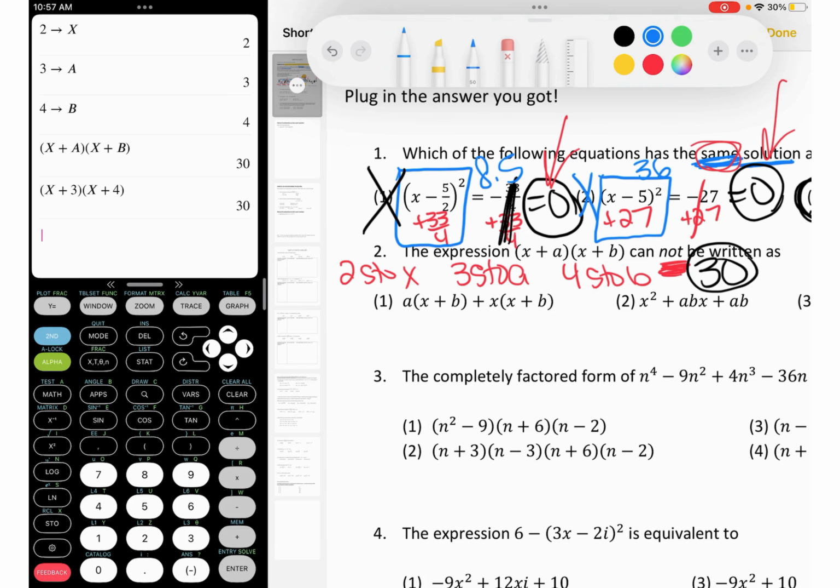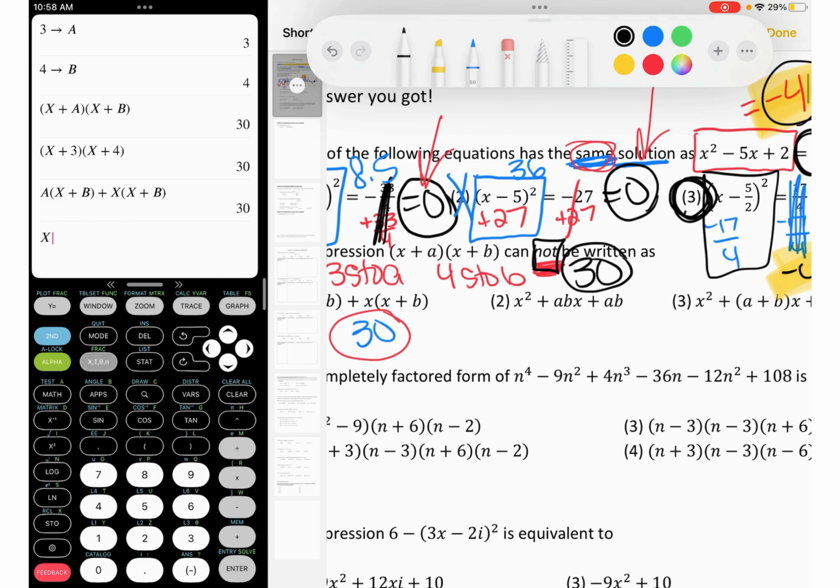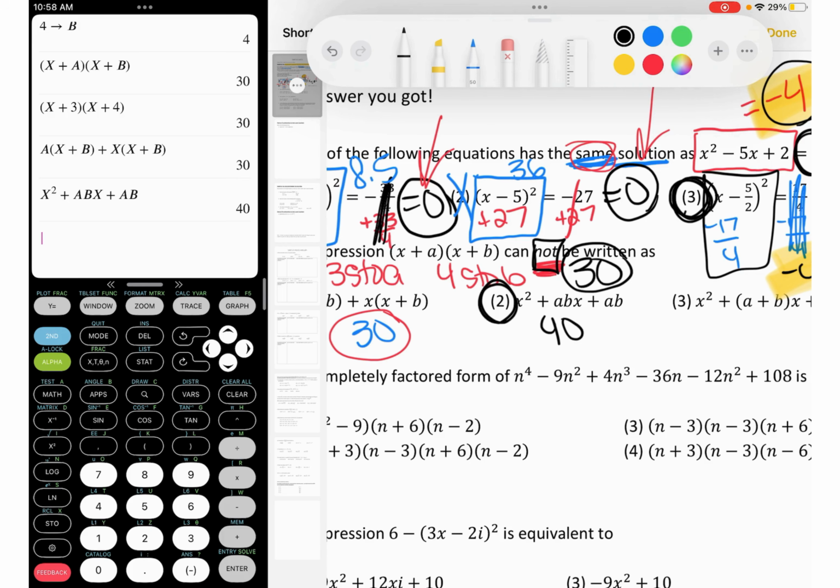For choice 1, I have to type in A, parentheses, x plus b, plus x, parentheses, x plus b. And I got 30. Don't pick it. That is equivalent to the 30 that I got for the original, but we want the one that's not equivalent, so not choice 1. And then you'd literally just continue on. Same process, which is really nice. Once you get this process down, it's literally so repetitive. Boom, I got 40. 40 is not equivalent to 30, so that's probably my answer.